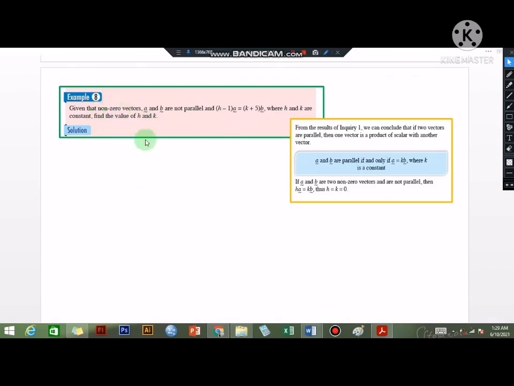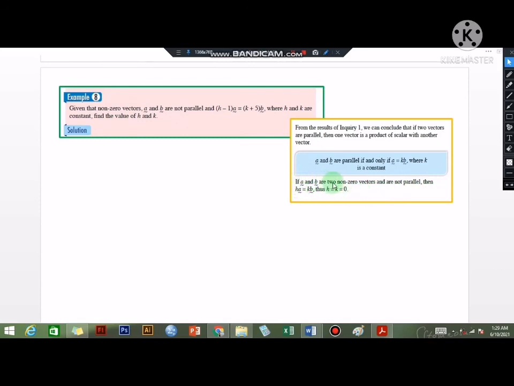Okay class, let's look at example 8. Given that non-zero vectors A and B are not parallel, this case is for the not parallel case. And (H minus 1)A is equal to K plus 5B, where H and K are constants. Find the value of H and K. For example 8, remember the statement below here.